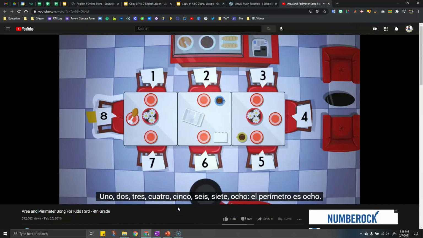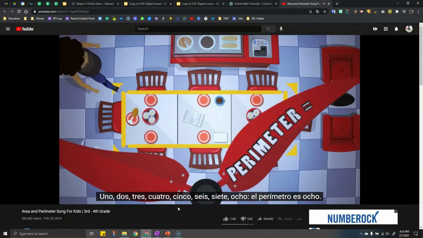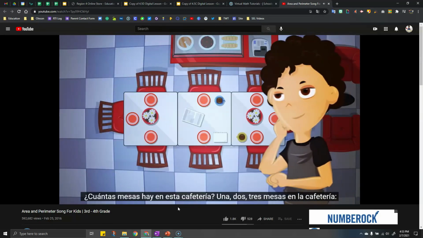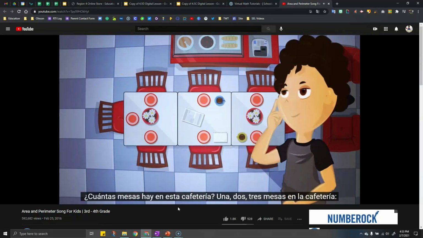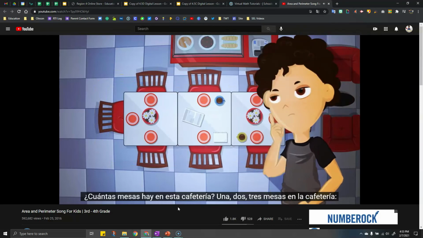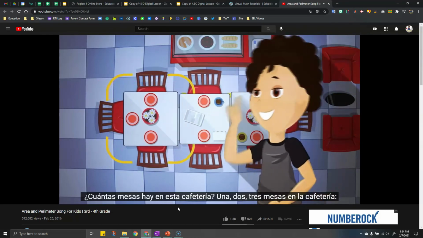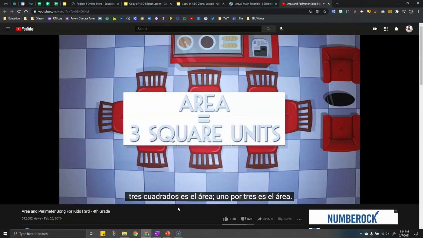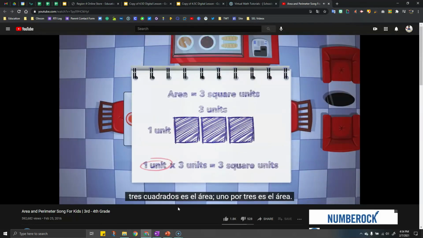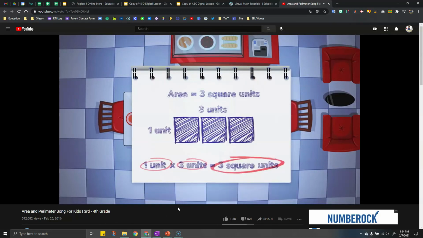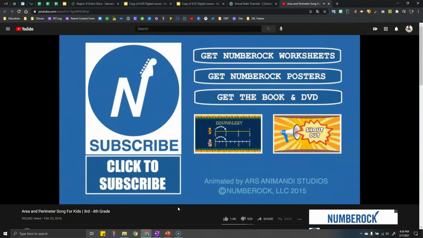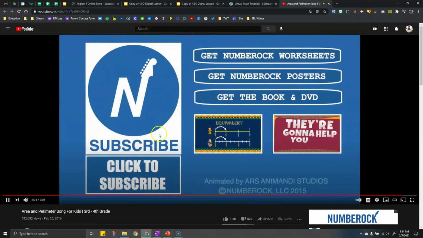5, 6, 7, 8. The perimeter is 8. How many tables are there in this cafeteria? 1, 2, 3 tables in the cafeteria. 3 squares is the area. 1 times 3 is the area.